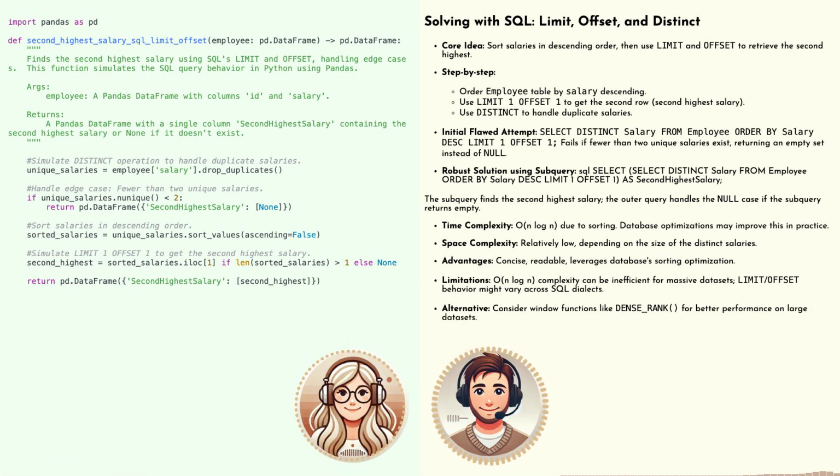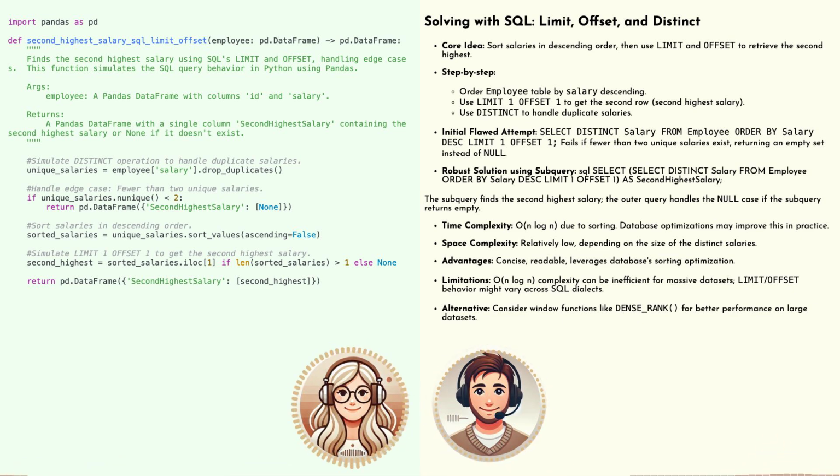Can you give me an idea of what that SQL query would look like? Sure, it would start with selecting the salary column. We might give it an alias like second highest salary, just to be clear. Then we'd order the results by salary in descending order, so the highest ones come first. Finally, we'd use limit 1 offset 1. What does that do exactly? Limit 1 tells it to only give us one result, and offset 1 says to skip the very first row, which is the highest salary. That makes sense. So we get the second one.